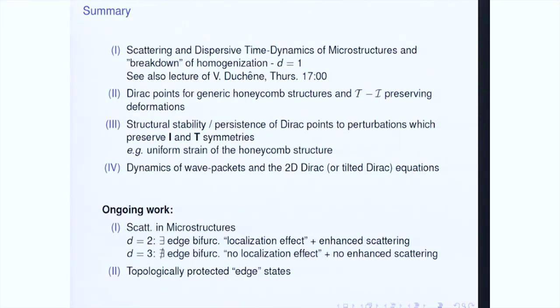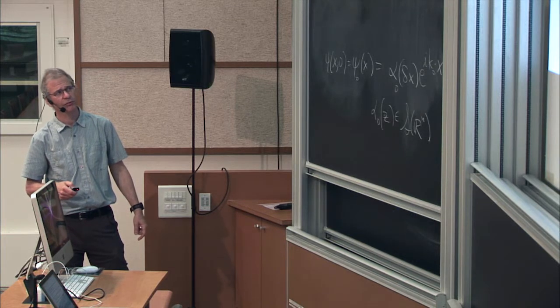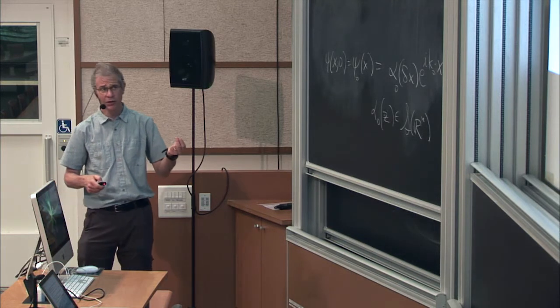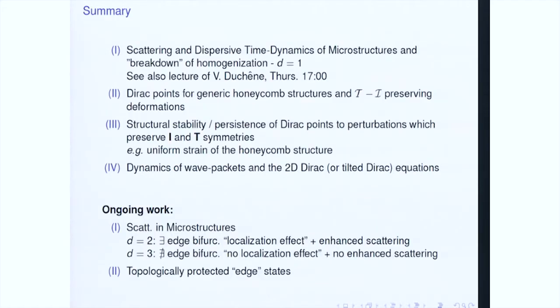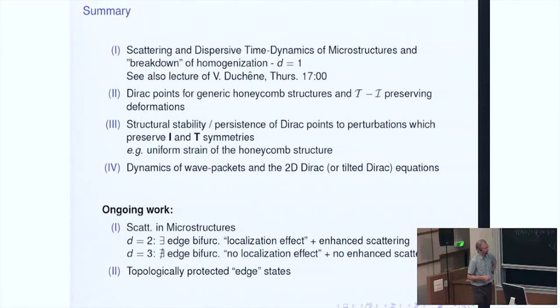So I'll just summarize. We talked about scattering and microstructures, and the questions going forward are looking at the two-dimensional edge bifurcation. We believe that there is a localization and dispersive estimate associated with that, and that there is no such effect in 3 dimensions or more. And then we talked about Dirac points and Dirac-type dynamics, and the work going forward with Charlie and with a student of mine, James Lee Thorpe, is on topologically protected edge states. So I'll stop there.